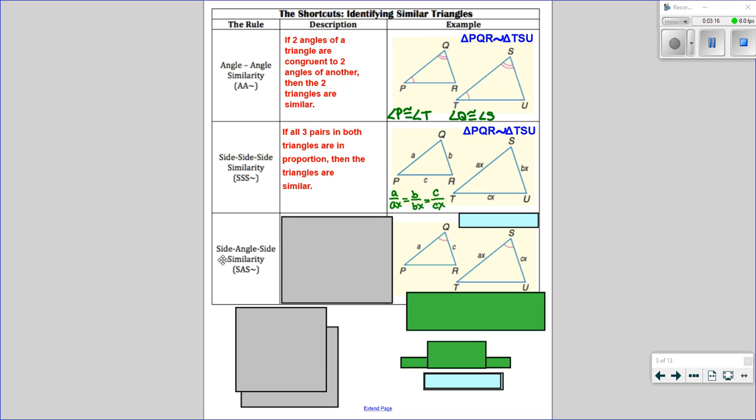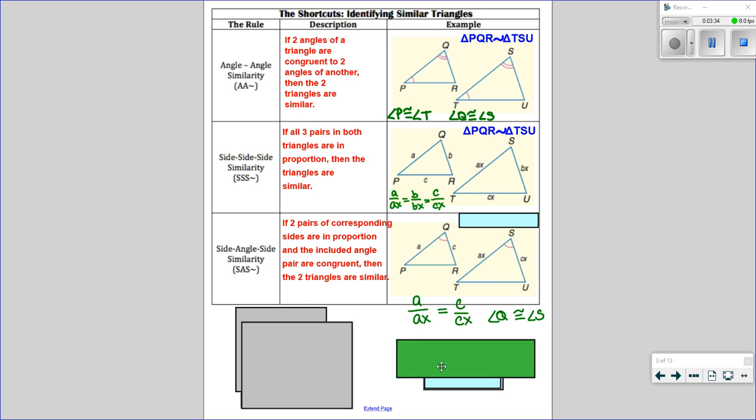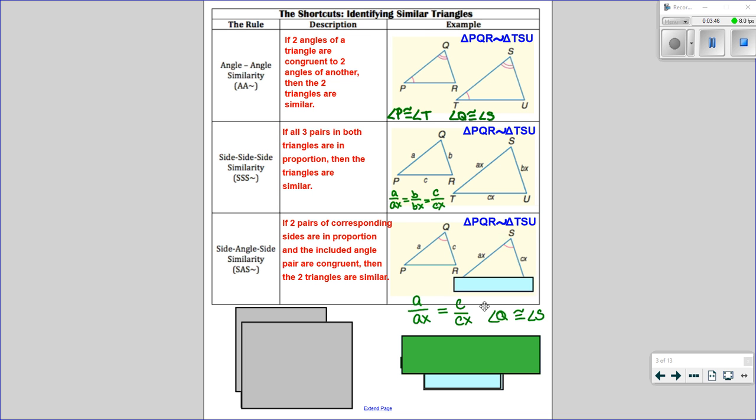Then we have the side-angle-side similarity, SAS, and it states that if two pairs of corresponding sides are in proportion and their included angle, that means the angle in between the two sides, are congruent, then the two triangles are similar. So as you can see, we have A in proportion to AX, C in proportion to CX, and Q and S are congruent. When you see that, then you know that these two triangles are similar.